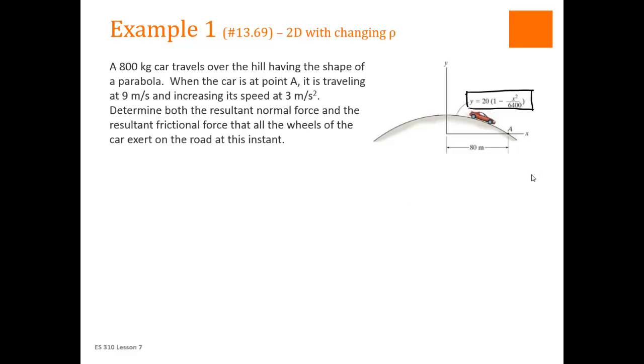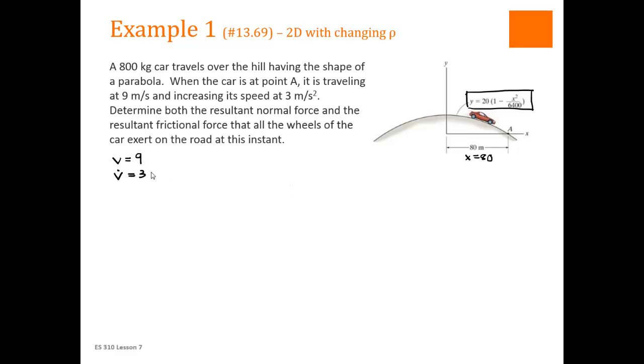So if we take a look at what's happening here, we have this car that's going over the hill, and we have an equation for that hill. When the car is at point A, x is going to equal 80, right? And we know that v, the speed, is equal to 9, and the speed is increasing at 3 meters per second squared.